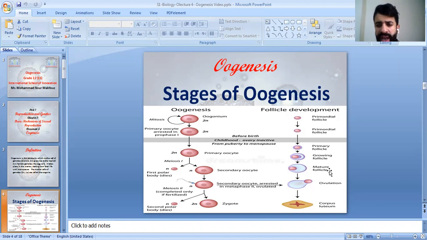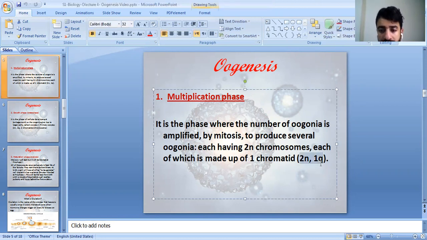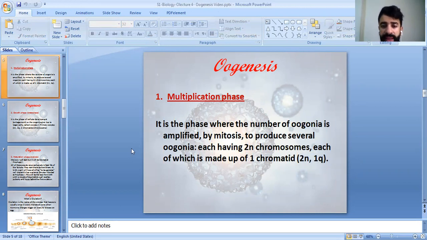What are these steps? Let's start step by step together. The first step in the oogenesis process is called the multiplication phase. Do you have to study that? Yes. Do you have to know the steps? Yes. Do you have to know the events? Yes. In the multiplication phase, the number of oogonia is increased by the process of mitosis, each having 2N chromosomes, and each is made up of only 1 chromatid. That's why 2N, 1Q.